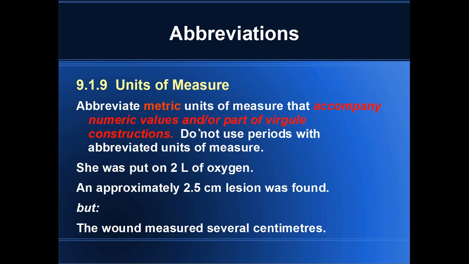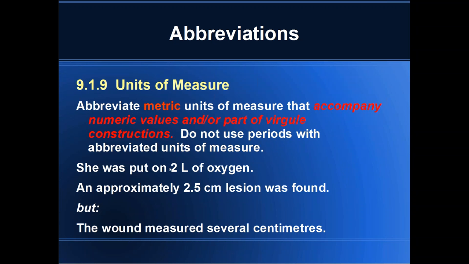There's a lot of things in here, and of course, I'm not sure if that made it clearer or worse. But metric units, very important to identify here. Metric units of measure that accompany numeric values and/or part of virgule constructions. Okay, so there's a lot to remember there. And on top of that, do not use periods with abbreviated units of measure. Okay, well, let's look at that.